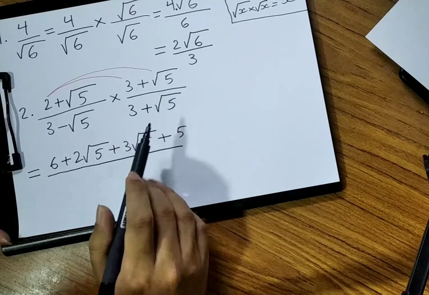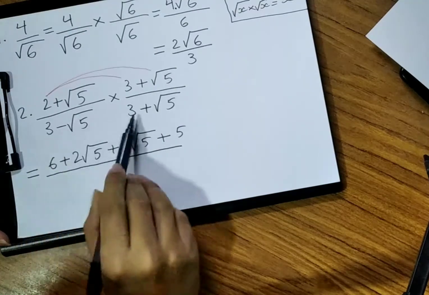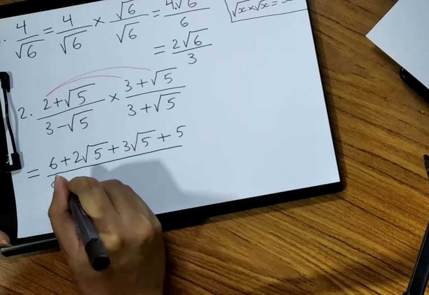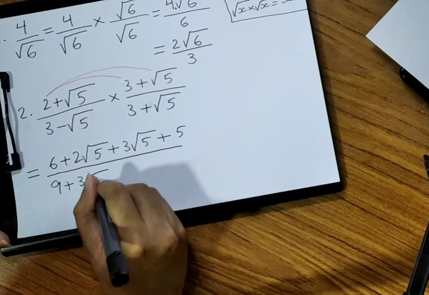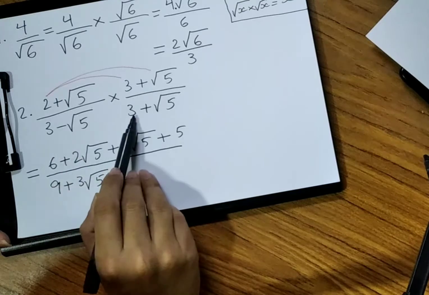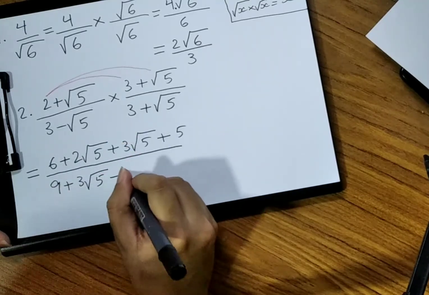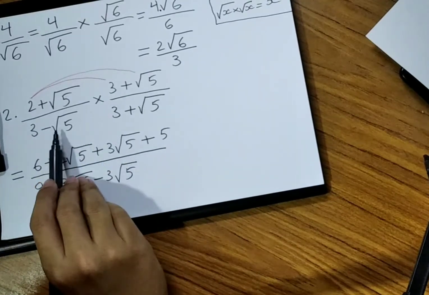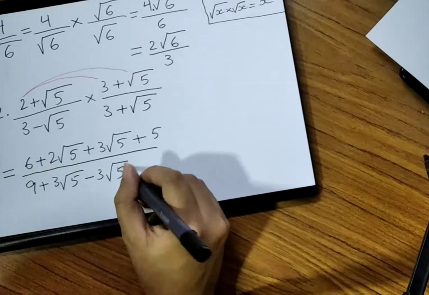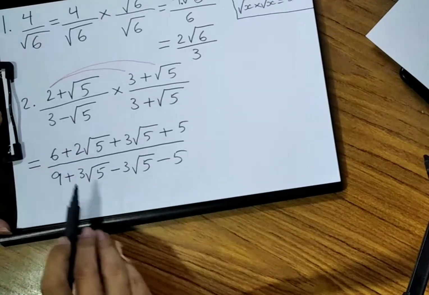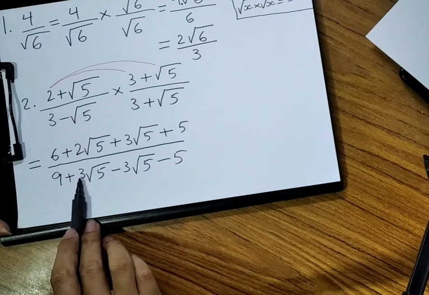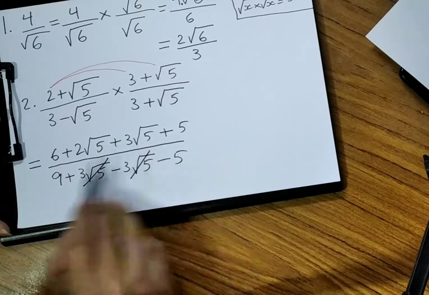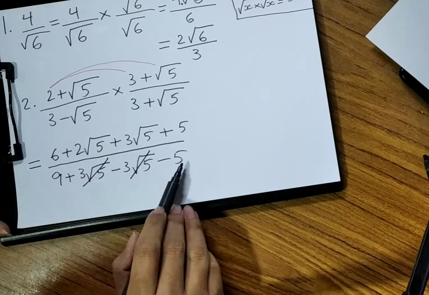Let's see if we can rationalize it. So over here we got 3 times 3, 9. 3 times root 5 is equal to 3 root 5. Over here, negative root 5 times 3 will be equal to negative 3 root 5. And negative root 5 multiplied root 5 will be equal to negative 5. So here you can clearly see that 3 root 5 and minus 3 root 5. So these two will be cancelled, leaving the denominator with 9 minus 5.